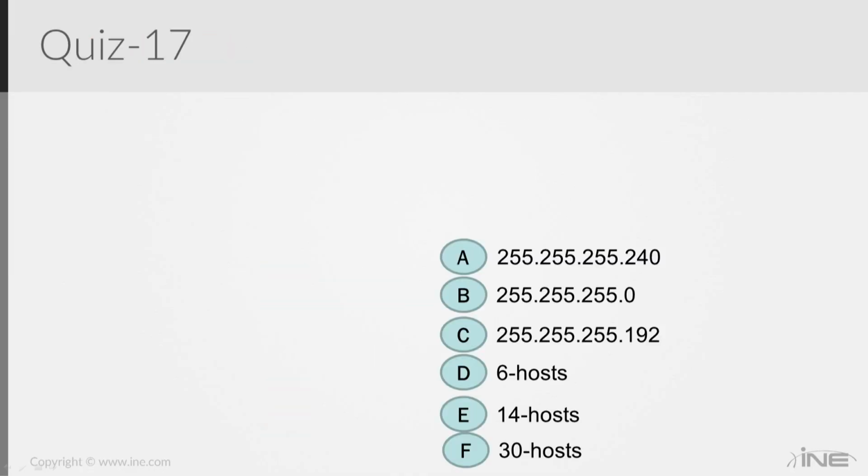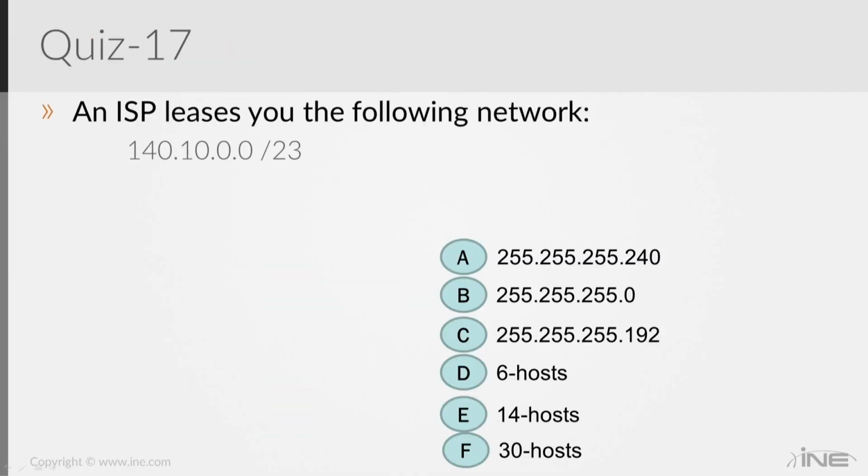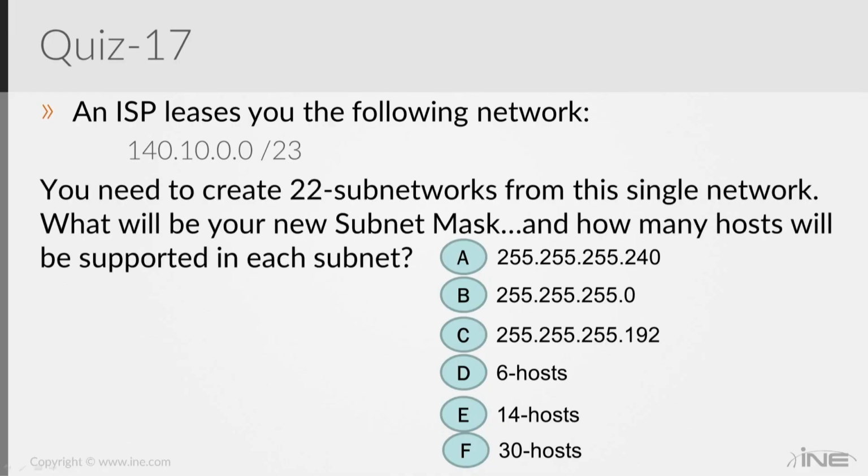Let's do another one. An ISP leases you the following network. You need to create 22 subnetworks from this single network. What will be your new subnet mask, and how many hosts will be supported in each subnet?